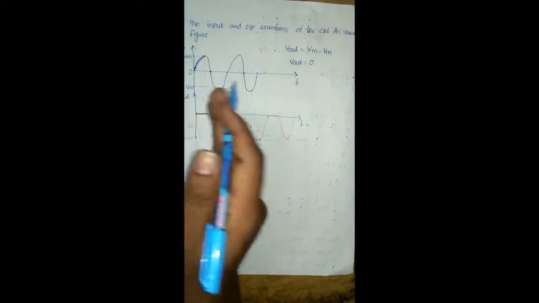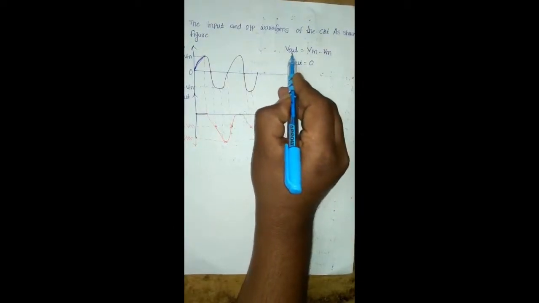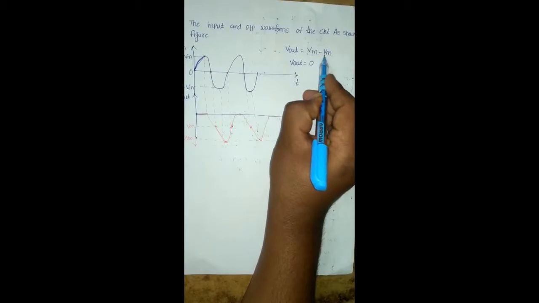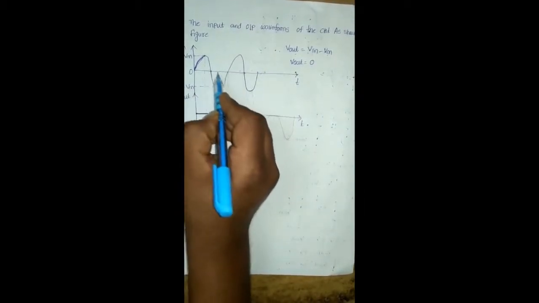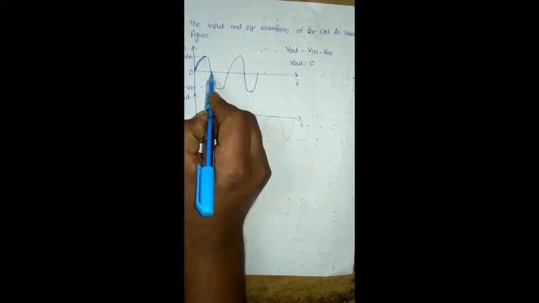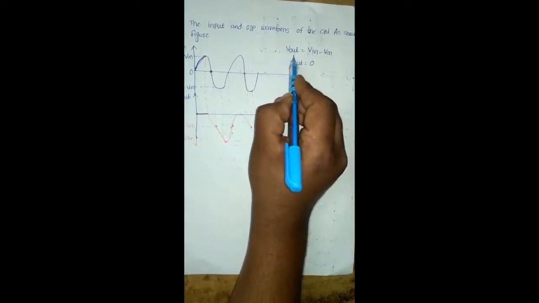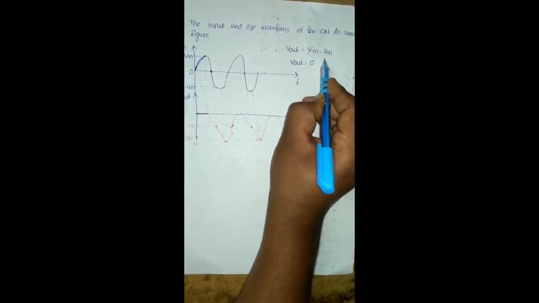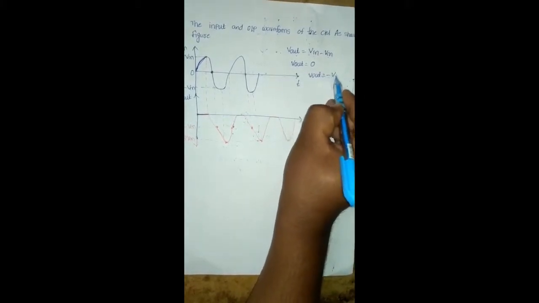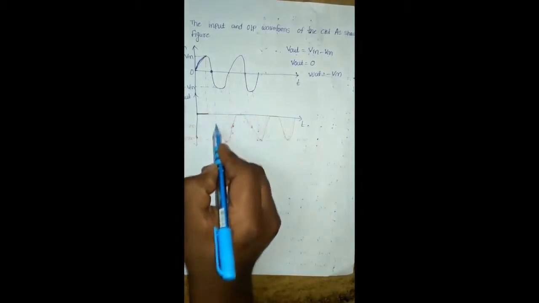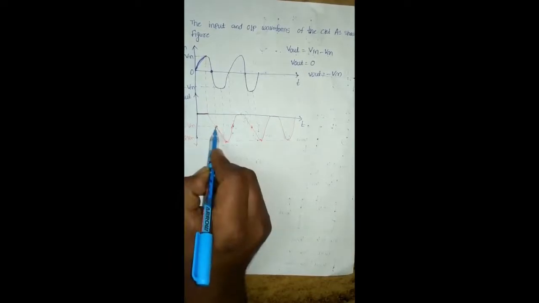Okay. After this instant, the output voltage of the negative clamper circuit is V out equal to V in minus Vm. For example, at this instant, here we are substituting the voltage equal to 0 volts. Therefore, here we are getting V out equal to 0 minus Vm, then V output equal to minus Vm. Therefore here we are mentioning the output voltage equal to minus Vm.